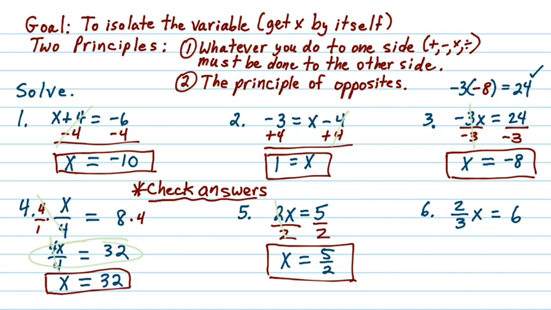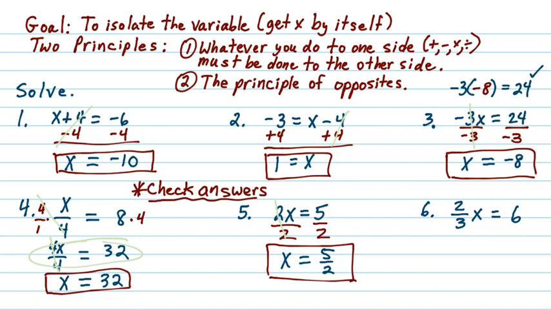All right, last one, number 6. Well, we could divide both sides by 2/3 since we have 2/3 times x. But when we divide by a fraction, we end up multiplying by the reciprocal. So there's a little bit easier approach here. I'm trying to figure out, is there something I can do to 2/3 to get 1?